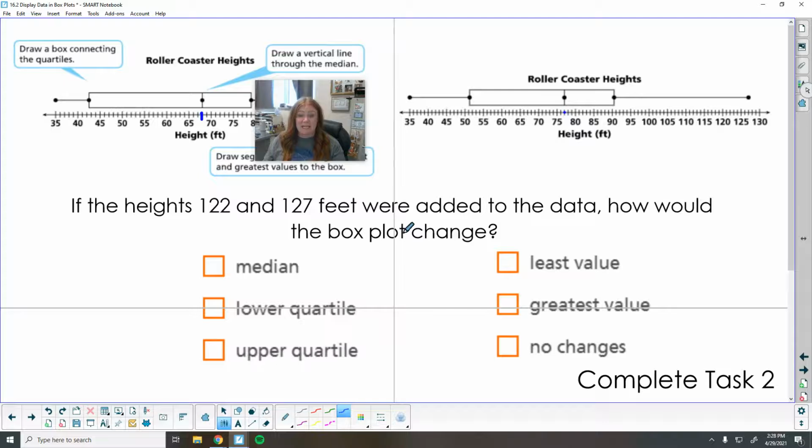So was the median affected? Yes, the median went up. Was the lower quartile affected? It went from 42 to 51. Yes. Was the upper quartile affected?